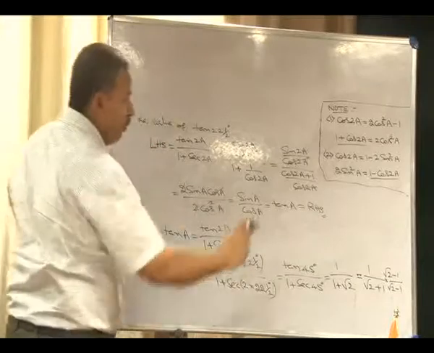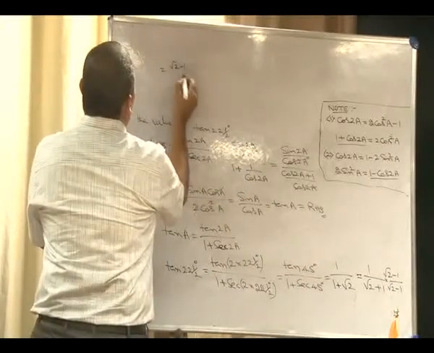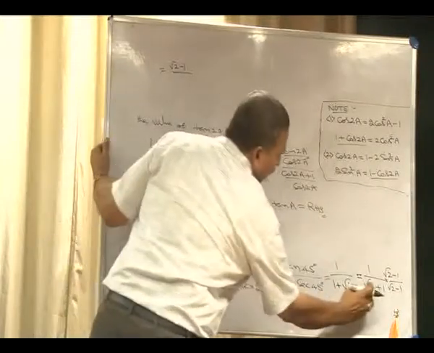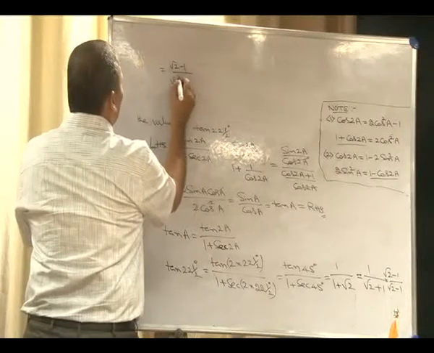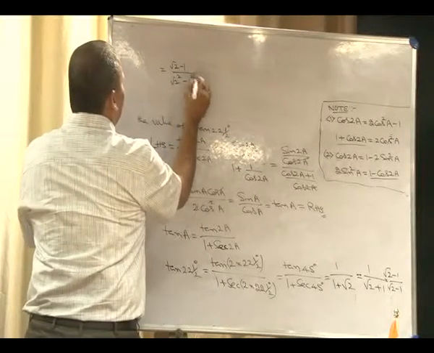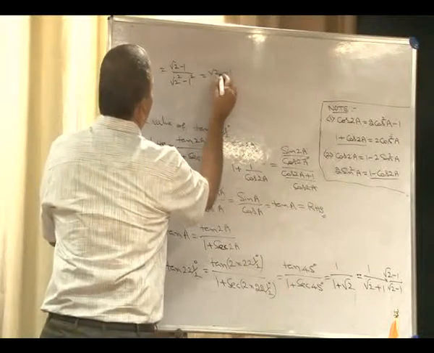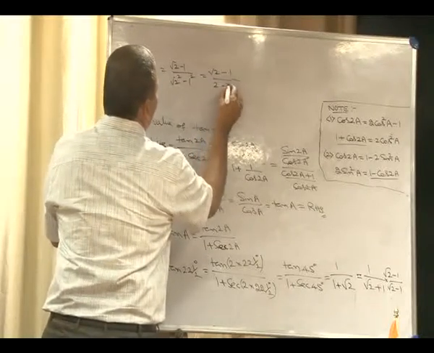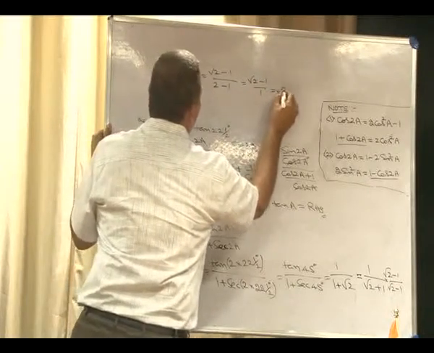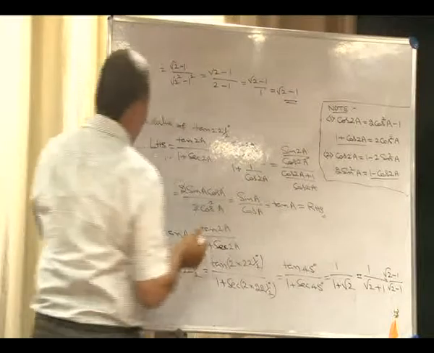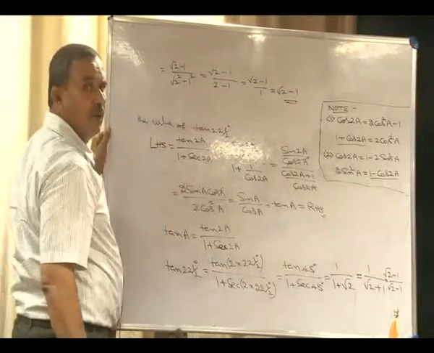Now multiply 1 into root 2 minus 1 is root 2 minus 1, by this one in the form of a plus b into a minus b, that is a square, root 2 square, minus b square, 1 square. That is equal to root 2 minus 1 by 2 minus 1, that is root 2 minus 1 by 1, that is equal to root 2 minus 1. The value of tan 22.5 degree is root 2 minus 1.